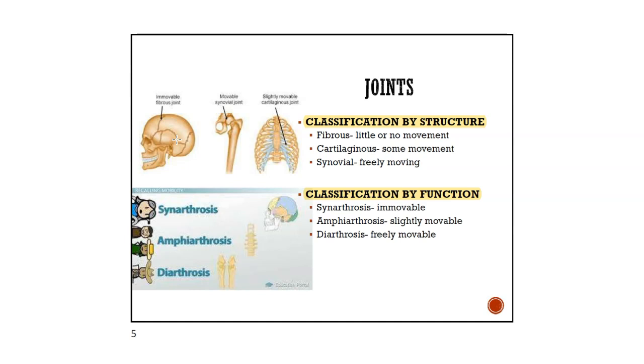Now by function, you have synarthrosis, amphiarthrosis, and diarthrosis. Synarthrosis means they're immovable, so these are joints that don't move. Amphiarthrosis are slightly movable, and diarthrosis are freely movable. Notice that synovial joints are considered diarthrosis, the amphiarthrosis are your cartilaginous joints, and synarthrosis would be your immovable, fibrous joints.